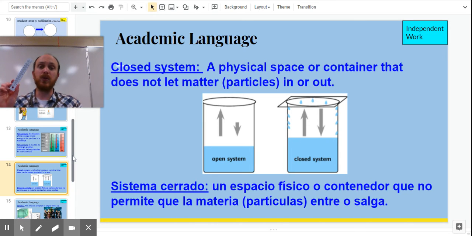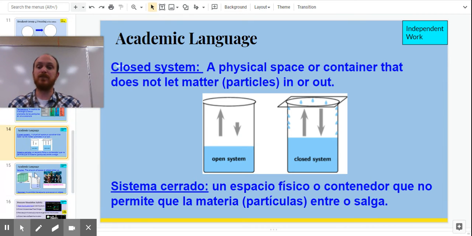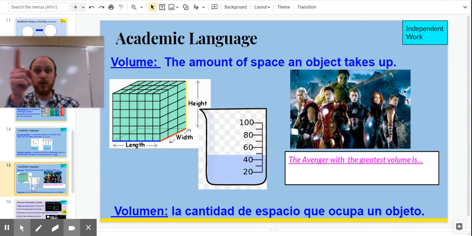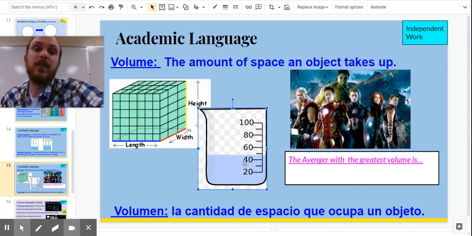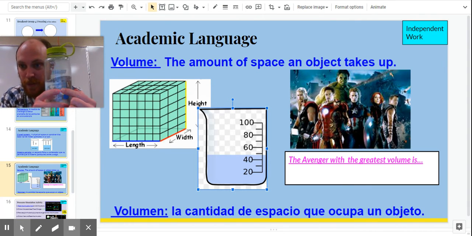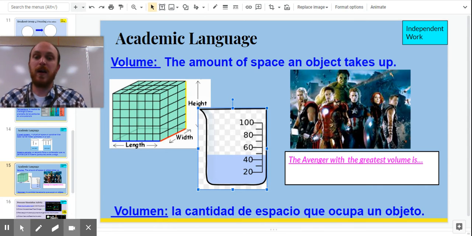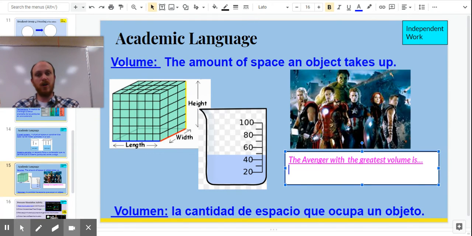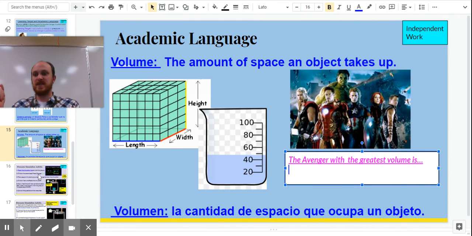The bottle and balloon that Ms. Beatty made the Ed puzzle about is a closed system. Particles aren't entering and leaving, they're just moving around inside. And that's what we're talking about today. And then finally, volume, the amount of space an object takes up. You can look at these pictures to think about it. You can measure the volume of a liquid. Here's my water bottle, I've got how much water, the volume of water. How about this? There's a picture of the Avengers, the original 6. Can you tell me which one has the greatest volume? Great. Let's keep it moving.